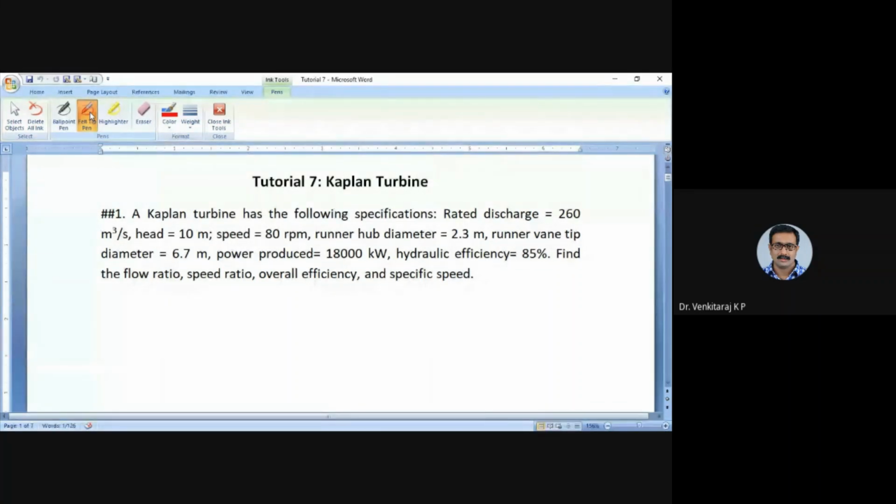So the first problem: a Kaplan turbine has the following specifications: rated discharge 260 meter cube per second, head 10 meter, speed 80 rpm, runner hub diameter 2.3 meter, runner vane tip diameter 6.7 meter, power produced 18,000 kilowatt, hydraulic efficiency 85%. Find the flow ratio, speed ratio, overall efficiency and specific speed. So here you have to determine the flow ratio, speed ratio, overall efficiency and specific speed of the turbine.